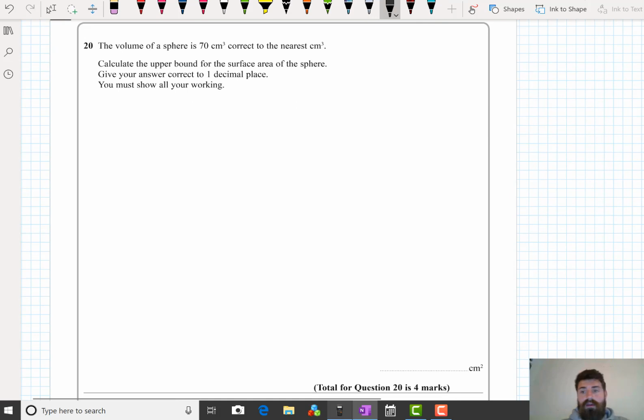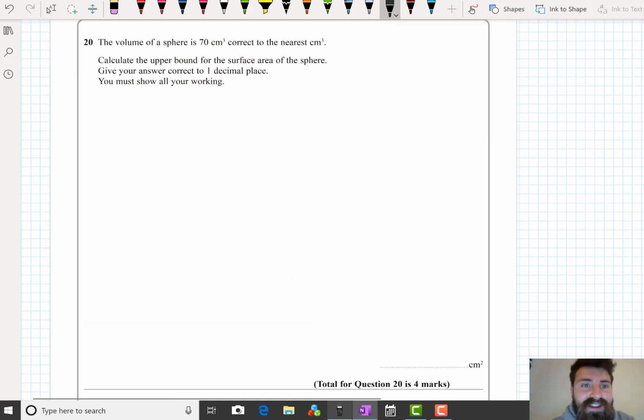20. It's never ending. The volume of a sphere is 70 centimetres cubed. Right, unfortunately I cannot remember for the life of me the volume of a sphere, but I do know that it was at the top of the formula page. So the volume of the sphere is 70 centimetres cubed. Calculate the upper bound for the surface area of the sphere.